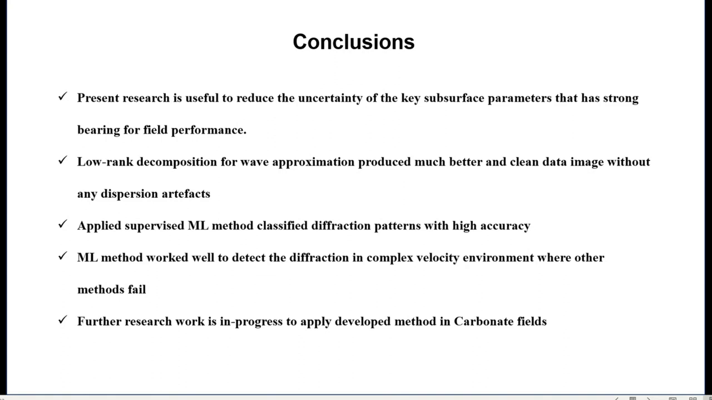And also machine learning actually works well to detect diffractions in complex velocity environments, while the other method fails, because there is some plane wave destruction method. I have a published paper on that. But machine learning is providing better preservation of these types of events. Obviously, when we preserve better, we image better. If the image is better, the interpretation is good. And the future research is in progress to apply the developed method in carbonate fields. I mean, different carbonate fields, like clastic or carbonate, any field we can apply.